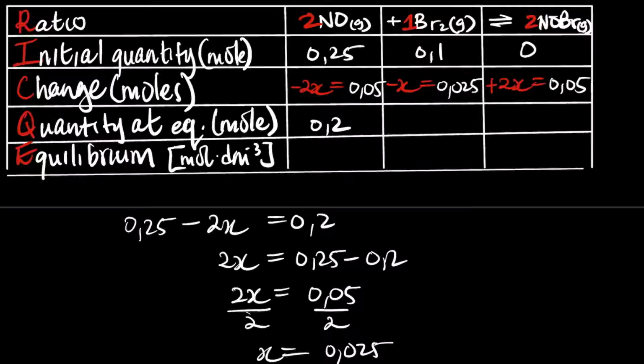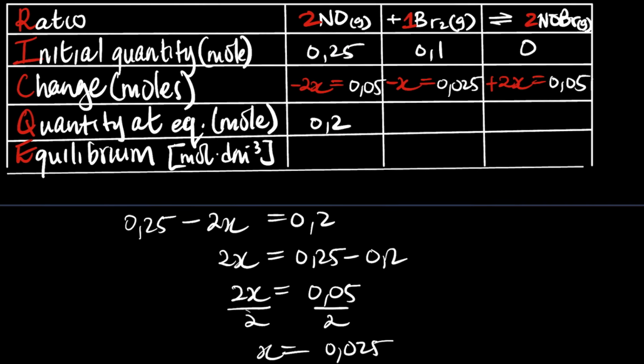Here, in the reactants, you subtract: this minus this is equal to that. So for bromine it will be 0.1 minus 0.025, so it's going to be 0.075. And in the products we add: 0 plus 0.05 is going to be 0.05.